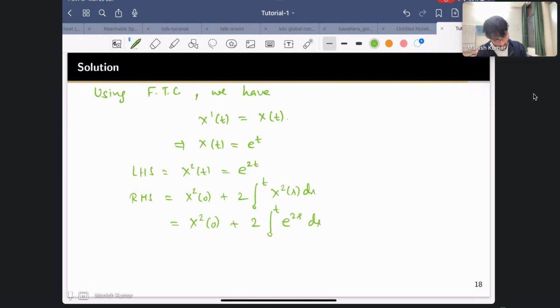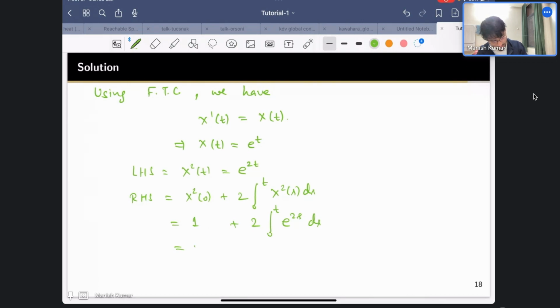Where are you saying here, x? What are you saying? I didn't get. Yes, I'm just trying to solve it, that's it. What you are saying is, while solving that, you assumed x of 0 is equal to 1. Yeah, so this is 1. This is what you are saying? Yes, this is 1.